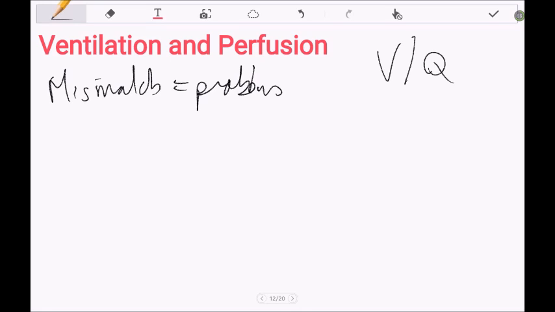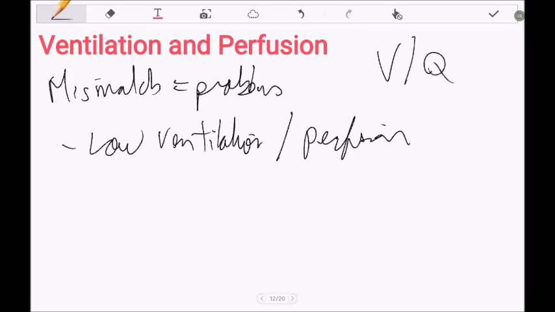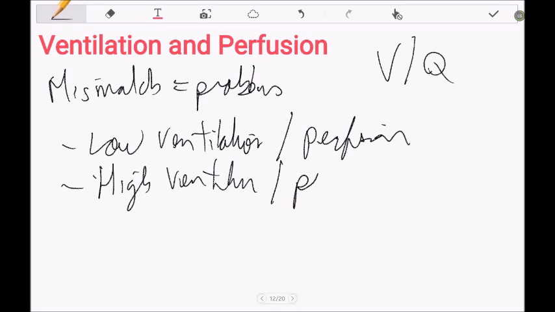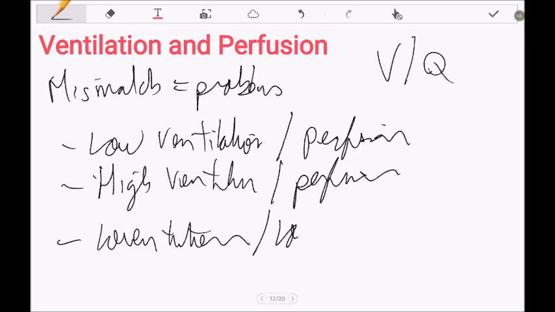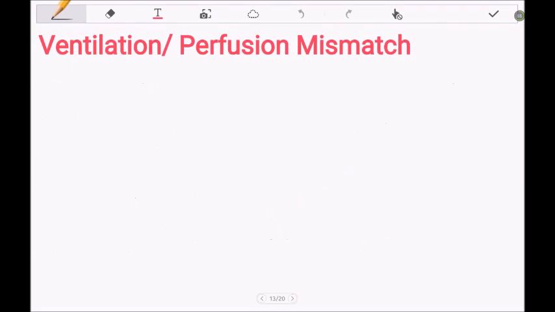Okay, and we have three possible scenarios that this can go. We have low ventilation compared to perfusion, we have high ventilation compared to perfusion, and we have low ventilation compared to low perfusion. Okay, now we're gonna explore that a little bit further.